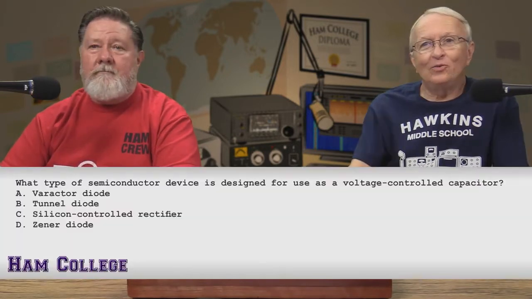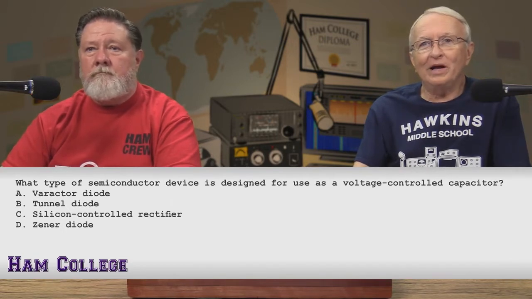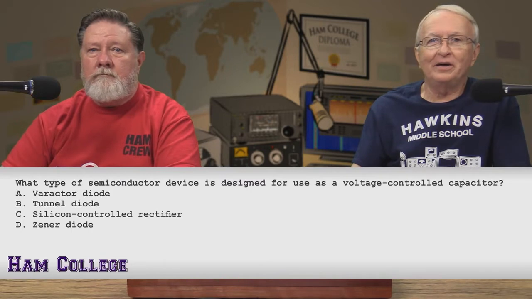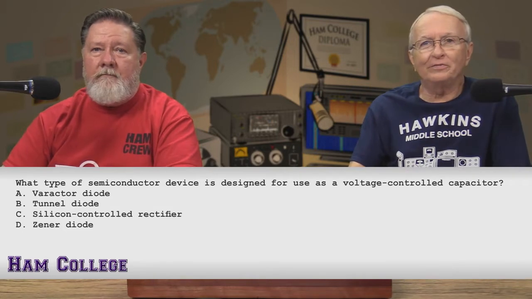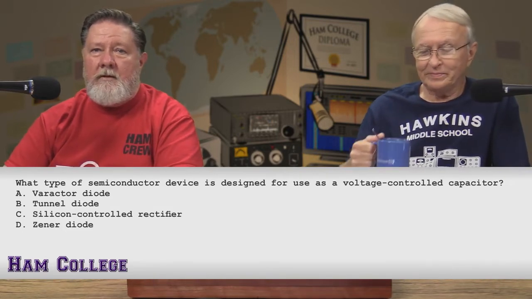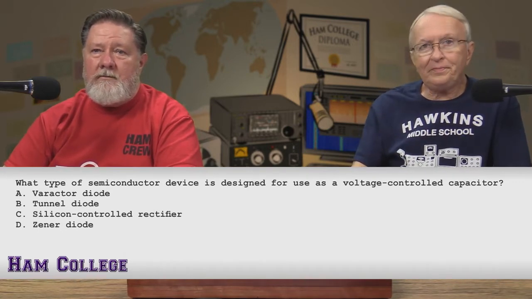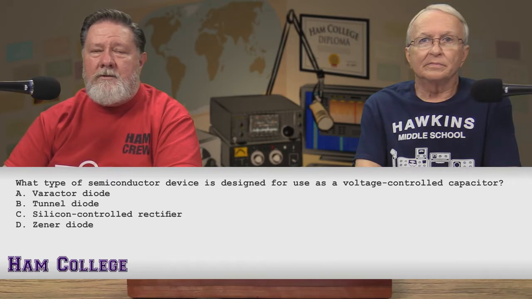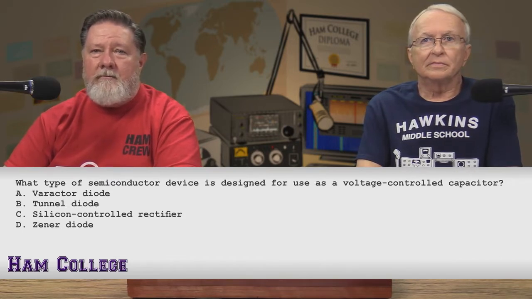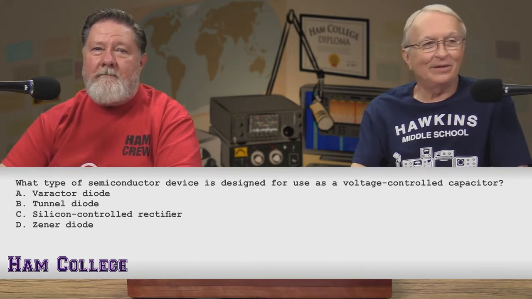Good point. What type of semiconductor device is designed for use as a voltage-controlled capacitor? A, a varactor diode. B, a tunnel diode. C, a silicon-controlled rectifier. Or D, a Zener diode. Since you went through the Zener diode stuff a while ago, I think I'm going to go with A, because I don't think that was in the explanation that you gave us. I'm going with A.